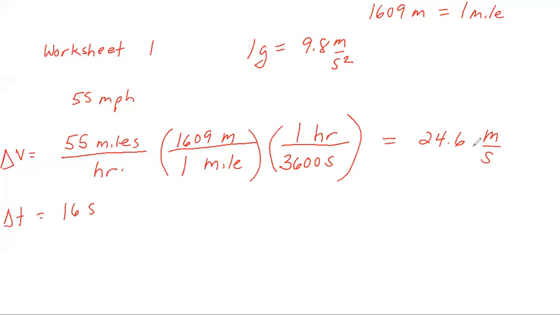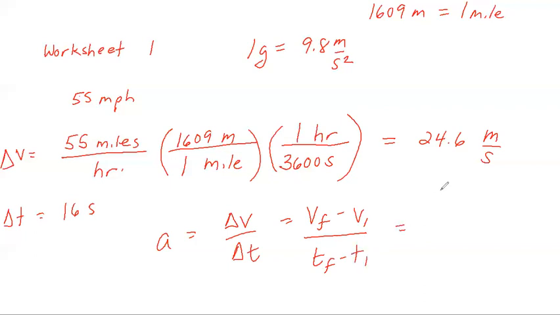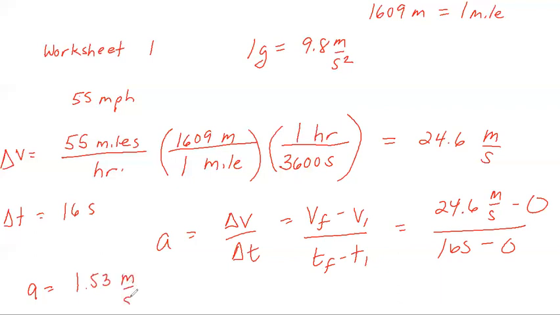Well, first we have to get a value for the acceleration. So A is going to be equal to delta V divided by delta T. And delta V is V final minus V initial. Delta T is T final minus T initial. So this is going to be equal to 24.6 meters per second minus 0, it starts from rest, divided by 16 seconds minus 0. And so that value is going to give us 1.53 meters per second squared. So A is going to be 1.53 meters per second squared.